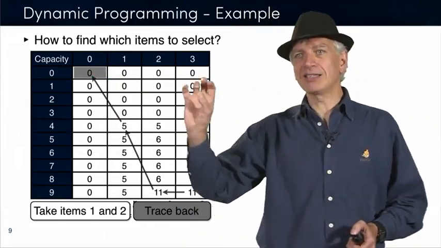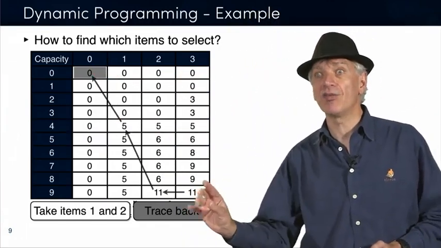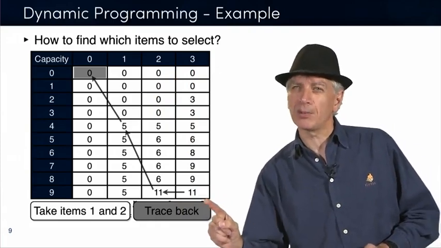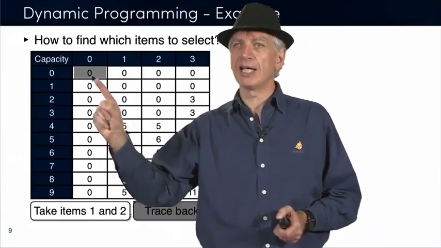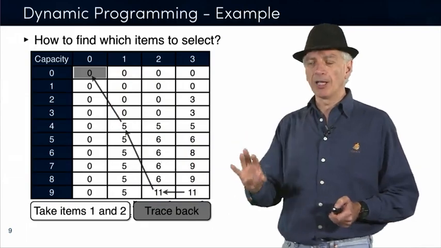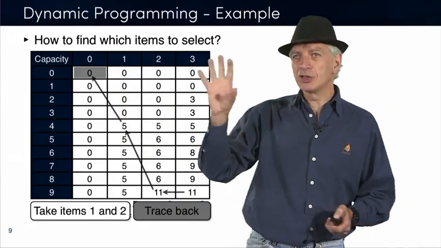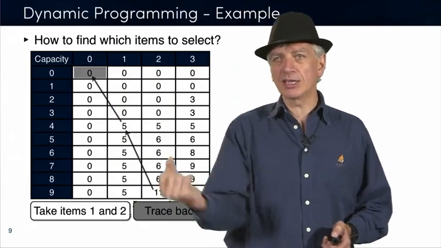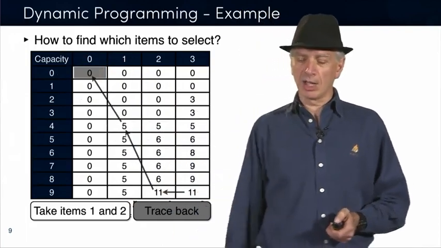Okay? So that's the optimal solution. And once again, the only thing that you have to do is take the bottom right corner and trace back inside your table, and you have the optimal solution. Okay? That's the beauty of dynamic programming. You compute this table, and then you trace back, and you get the optimum value.